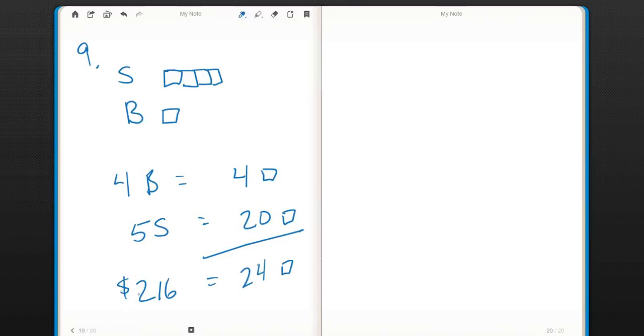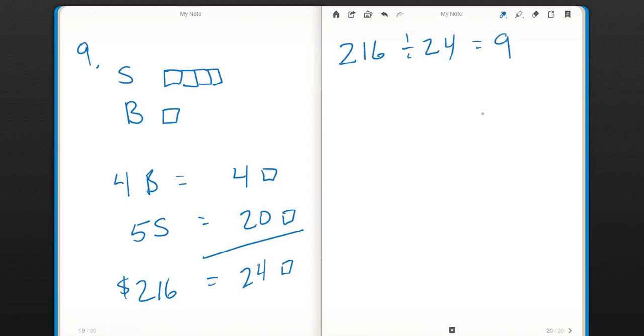So, do you know what's next? 216 divided by 24, that would be 9. And so each of my squares is $9. The question is, how much did she pay for 5 skirts? 20 times 9 is $180.